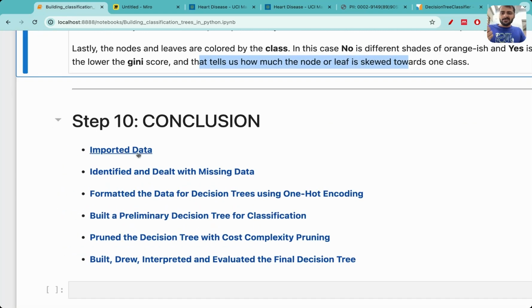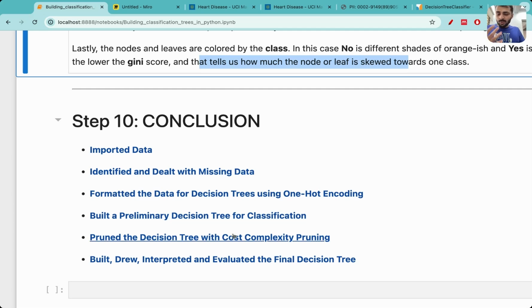So, in this lecture, we have essentially imported data, then identified and dealt with missing data, then formatted the data for decision trees using one hot encoding. Then we built a preliminary decision tree for classification. It turned out that it had overfitting. It was a huge tree, and in the leaf nodes, there were some samples which were just one in number. So we wanted to reduce the overfitting.